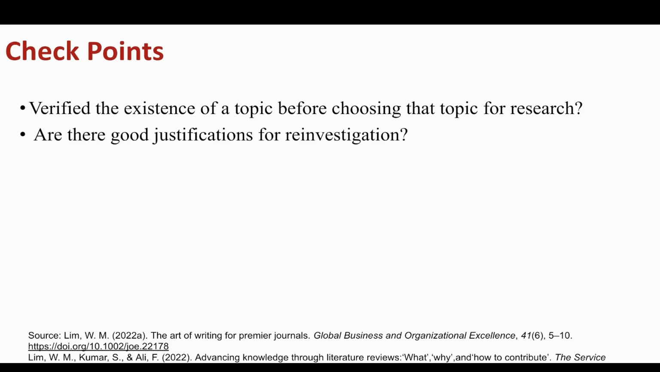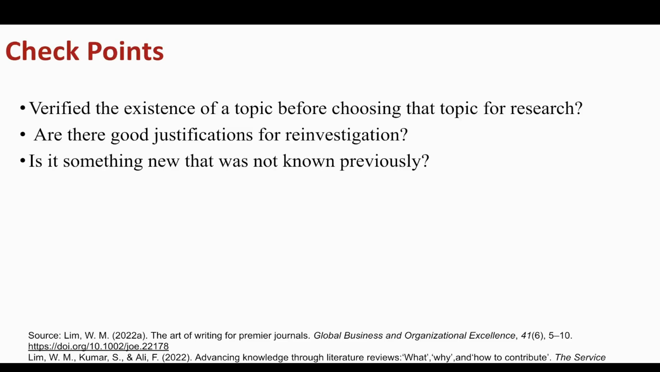So this is very, very important, and we have to justify that, because in the research paper as well, or in the thesis or the dissertation as well, we have to justify. We should be knowing the why aspect of reinvestigation. The next comes, is it something new that was not previously known?